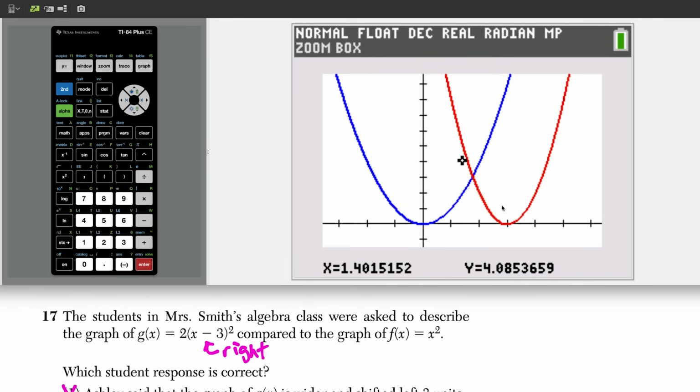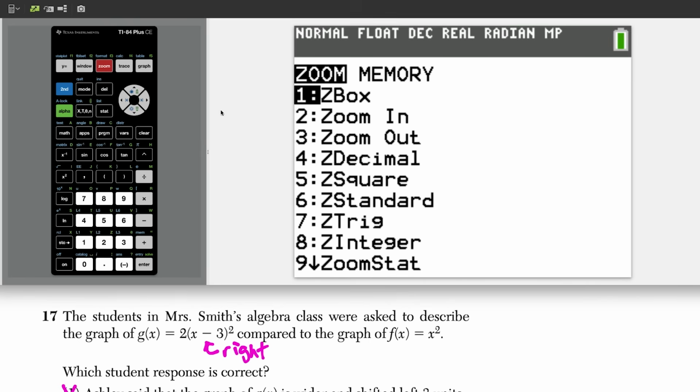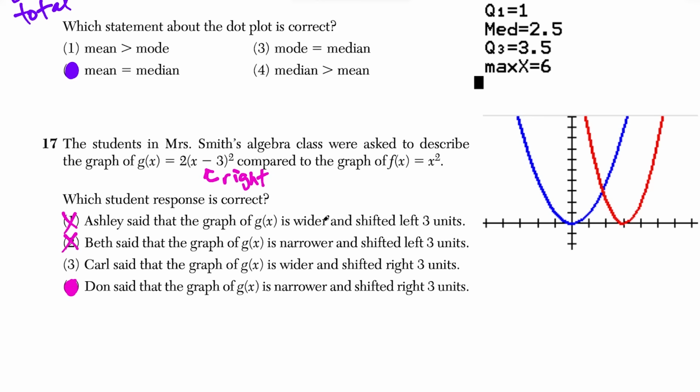And I think now it's more obvious that the red one is more narrow. And now if you're thinking, oh no, my window is out of whack, how do I fix it? Just press zoom 6 and that'll put it back to standard mode like this. So the graph confirms what we had. We could say here that g of x is shifting f of x 3 units to the right, and it is narrower. Choice 4 is our answer.